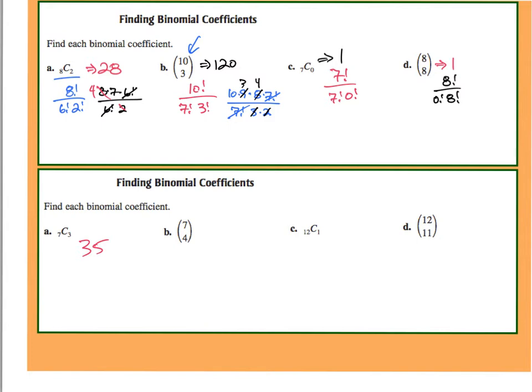All right, McKinley, 7 combination 3 is 35. All right, pick somebody. Zach, what we got? 35. All right, pick somebody. 12 combination 1 is Cooper. 12. Pick somebody. 12 combination 11 is Skipper. Is it 12? It is 12 again. All right. Pretty good.